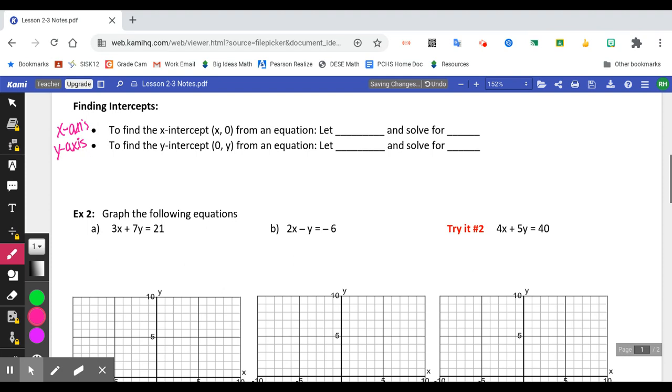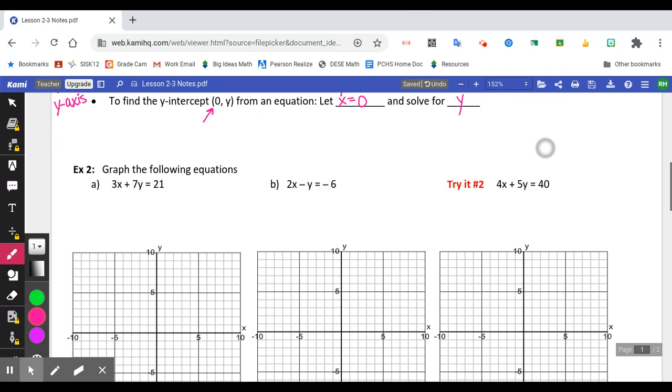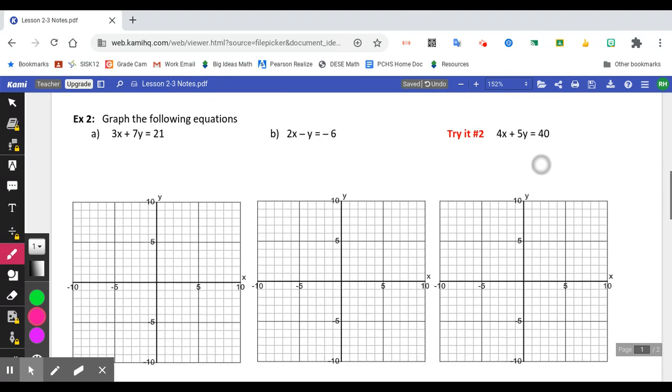To find the x-intercept, we always have a 0 in the y, and the y-intercept, there's a 0 in the x, just like we talked about the other day. So to solve for it, we have to let y equal 0 and solve for x. And for the y-intercept, we have to let x equal 0 and solve for y. Okay, so let me show you what that looks like.